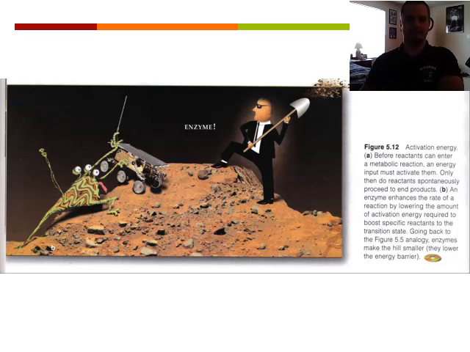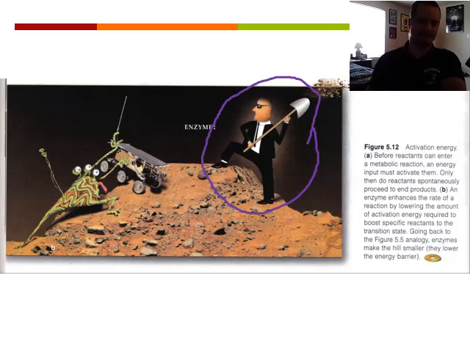Here, this guy would be an enzyme. And apparently he's a giant and doesn't need a spacesuit. But whatever. So he removes the top part of the hill. So the alien has to push it up less to get the payoff of breaking the rover. So same payoff, less energy being put in.